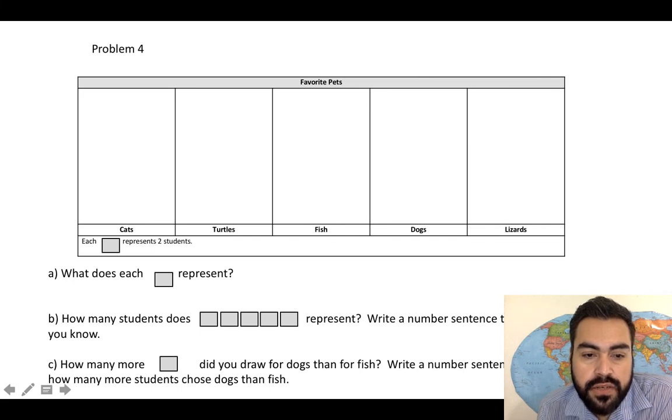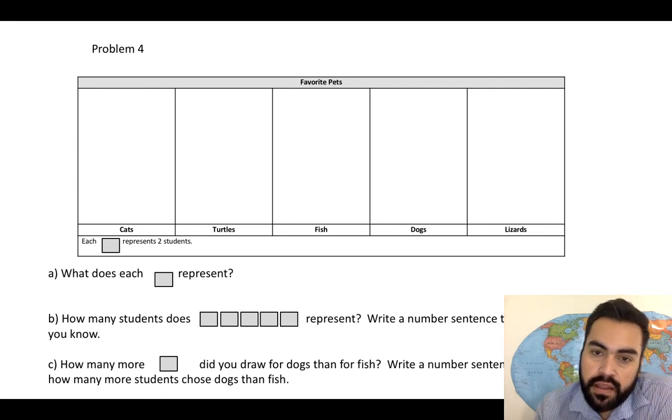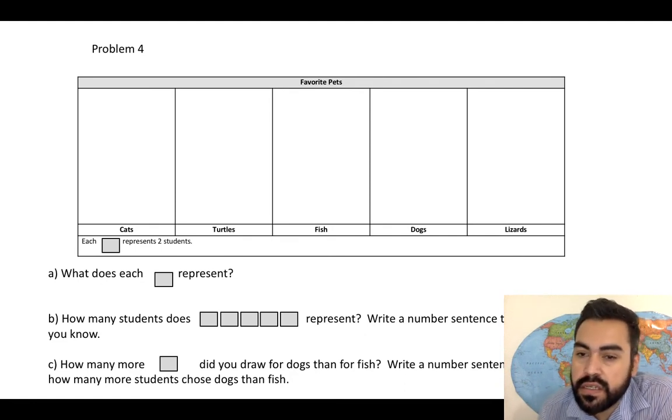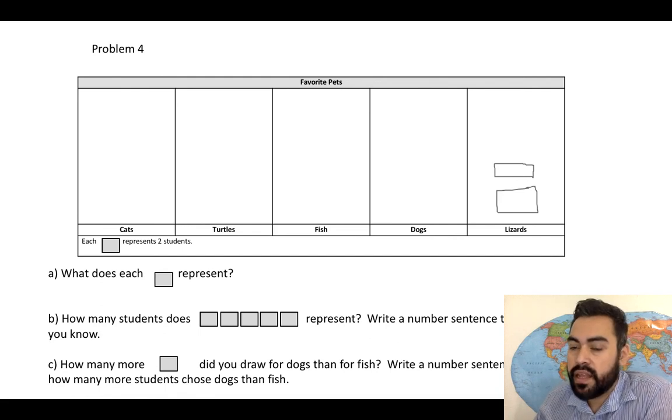So this is where I wanted to show you the example. Here we see that each square represents 2 students. And like I was saying, it just happened to be an even number of students. Well, what if in lizards, we had 3 students actually say they like lizards the most? Just an example. Well, we know that this is 2. But then if I do another square, it would be 4. So what do I do? I cut the square in half, because half of 2 is 1. So I would just do half a square. So I know it's 2, half of 2, 1. So it's 3 students like the lizards.